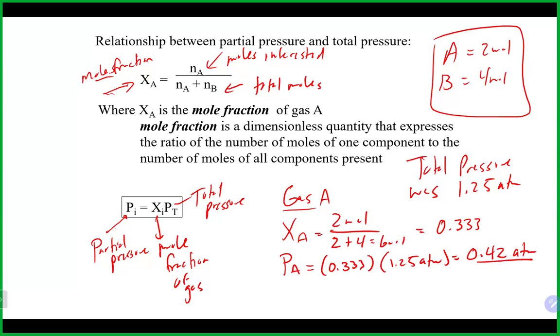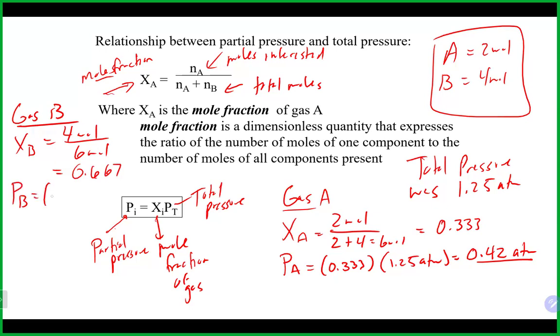We could also have done that with B. We could have done for gas B, get the mole fraction of B, which in this case would be 4 moles divided by 6 moles, which is our total. Basically we'll take 4 divided by 6, which gets us 0.667 as our mole fraction. Putting that in there, the partial pressure of B will equal 0.667 times our 1.25 atmospheres, which will get us 0.83 atmospheres. And if you add both of those together, that equals a total pressure of 1.25.